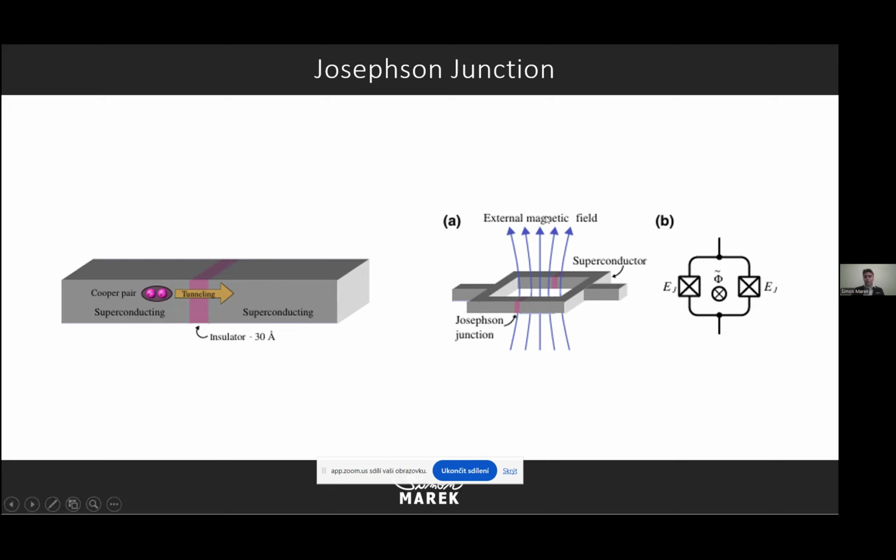So there is a SQUID, which is oftentimes used for measurements, but can also be used for computation. Like I mentioned earlier, it can be used for Xmon qubits. It has two Josephson junctions, and it's more complex. One Josephson junction is oftentimes used for biasing with an external inductor or transmission line.